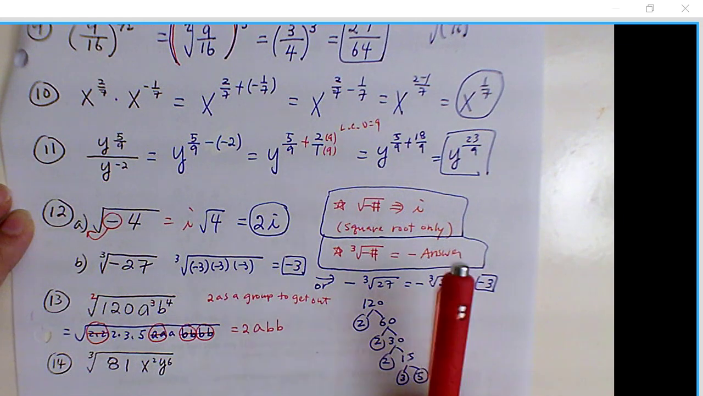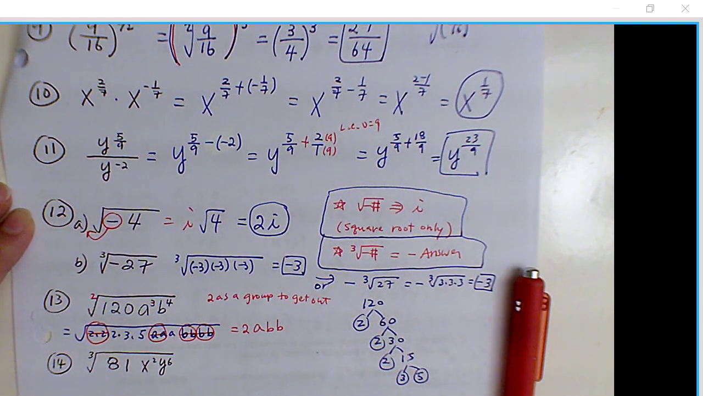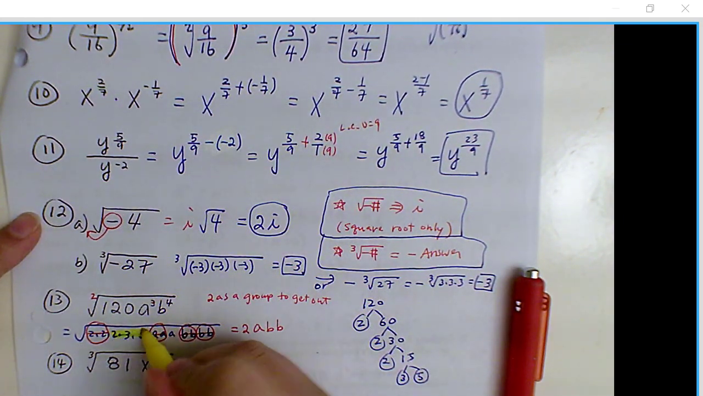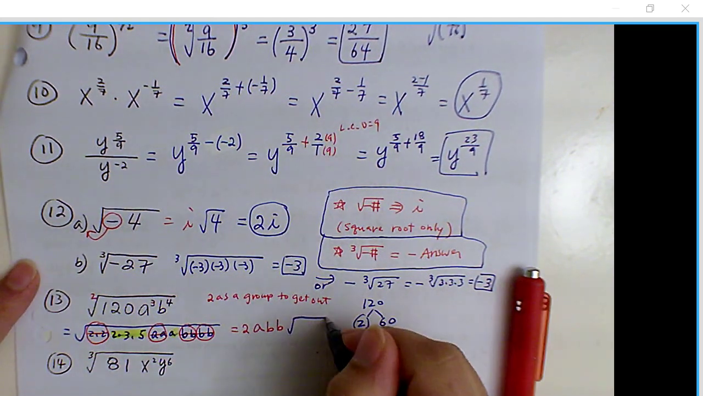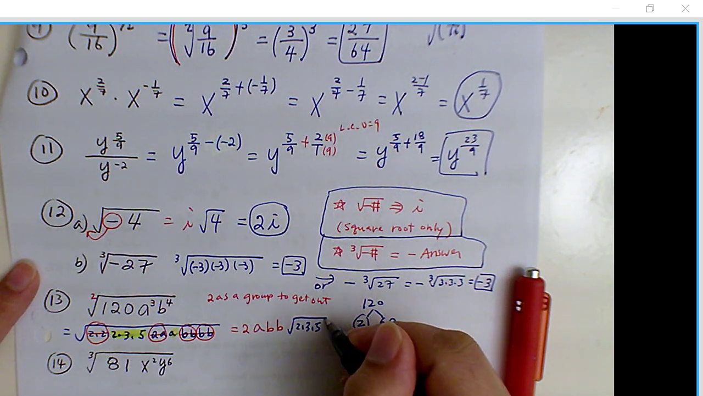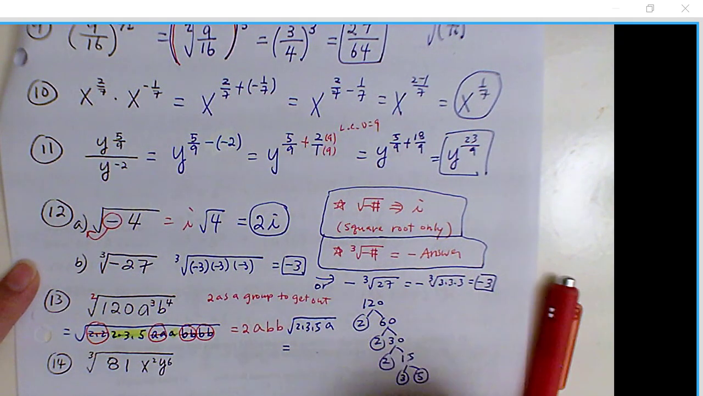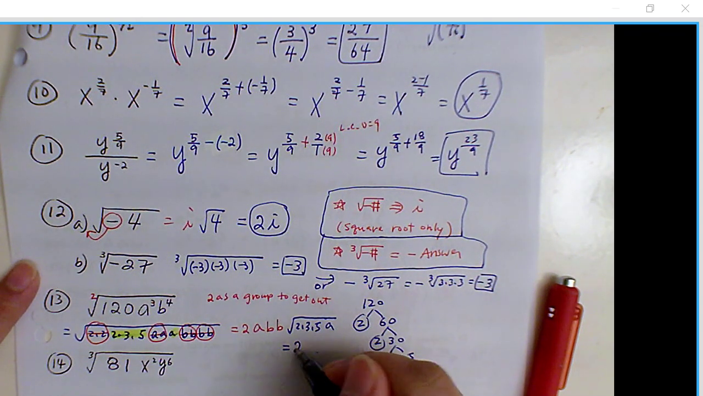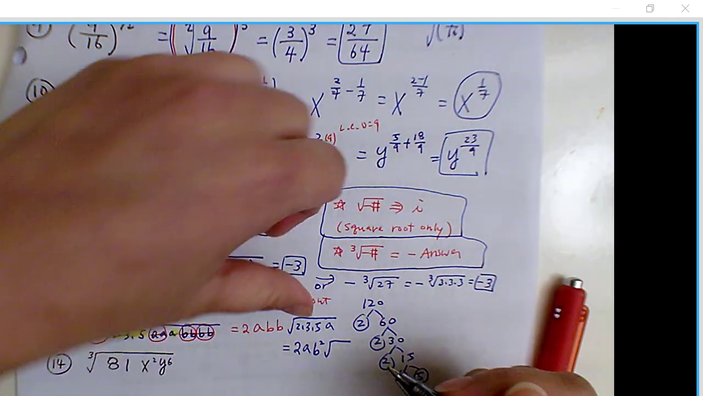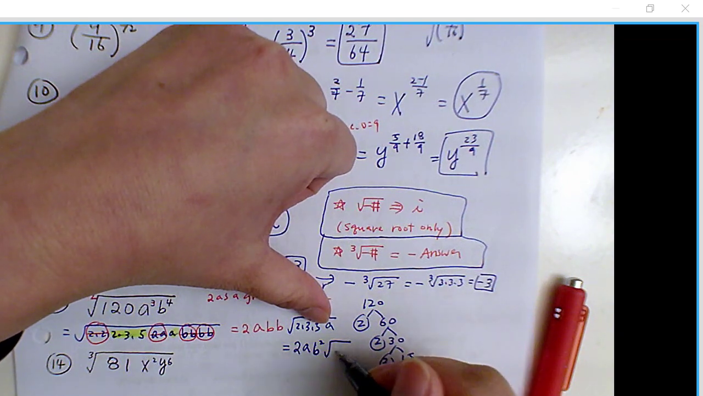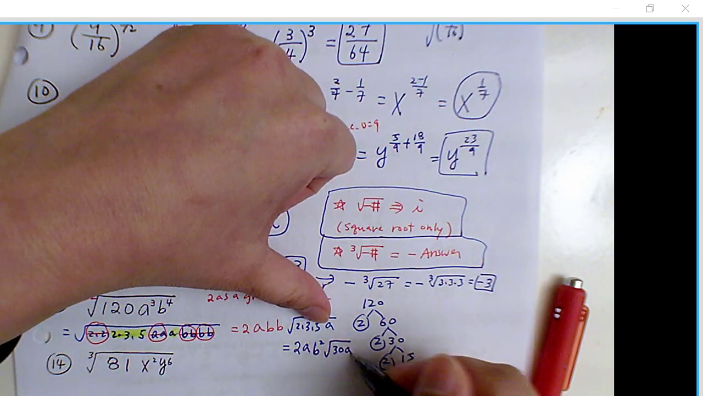So inside the square root, I still have a few items, so I'm going to write that out. It's going to be the square root of 2 times 3 times 5, and then one more a, right? So the final answer would be to multiply all of them together. I have 2 and a, b to the second. Inside, I am going to have 2 times 5 is 10, times 3 is 30.